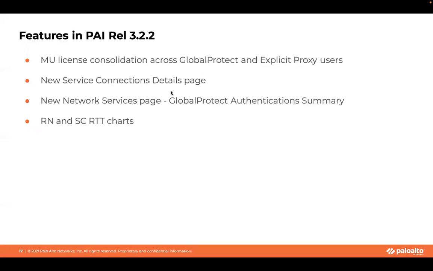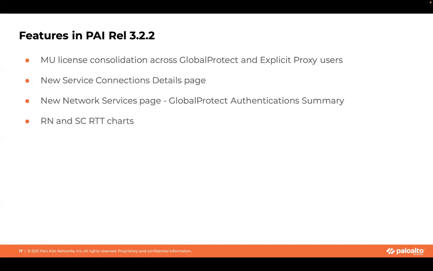So we did a release just very recently, which is, I believe, on Jan 27th, and these are bucketed under release 3.2.2. Some of the main features in this release are indicated here. We have made a change in the way in which the mobile user licenses are considered across the different connect methods, specifically GlobalProtect and Explicit Proxy.